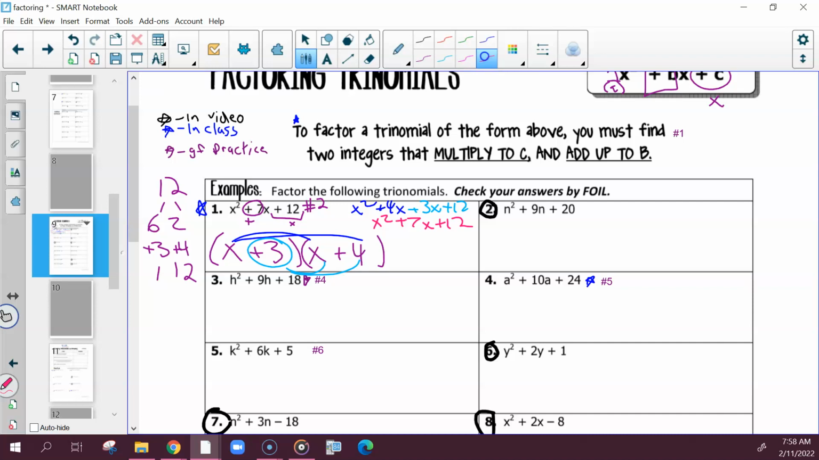For difference of squares, I said it's not really necessary. For these ones, it's not really necessary, but you may want to check some of them. But for the next one, I would definitely recommend double checking all of them. Do we have any questions on that one so far?